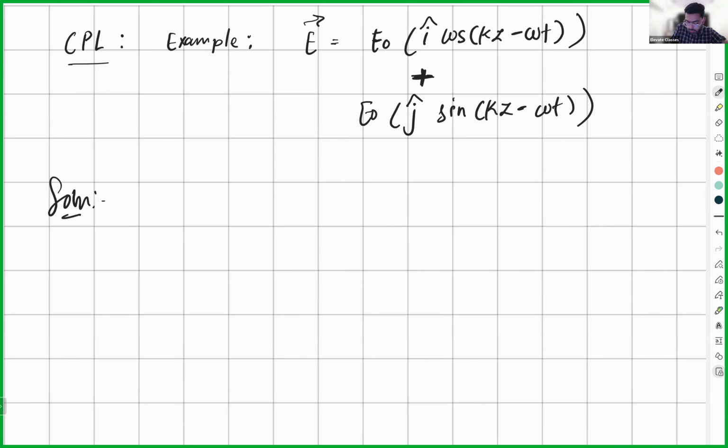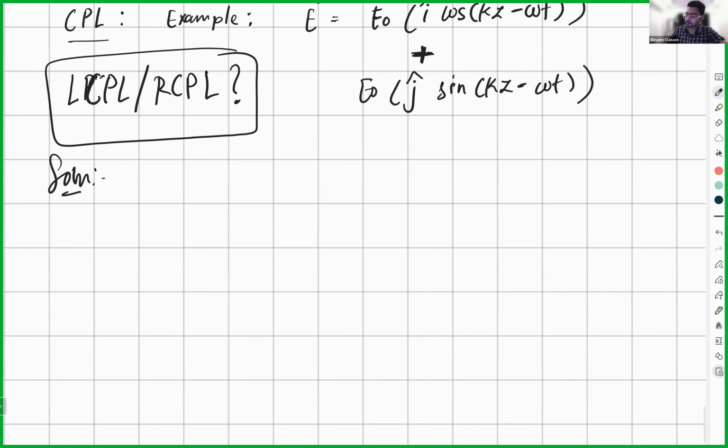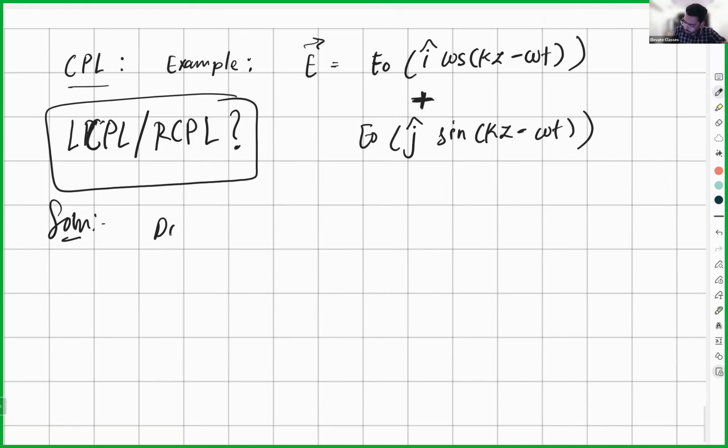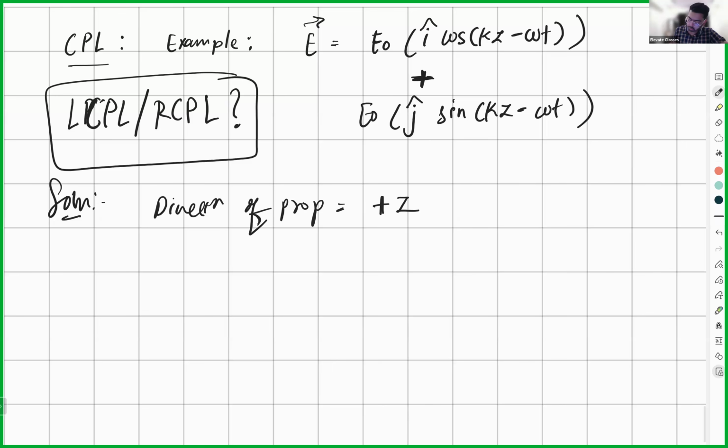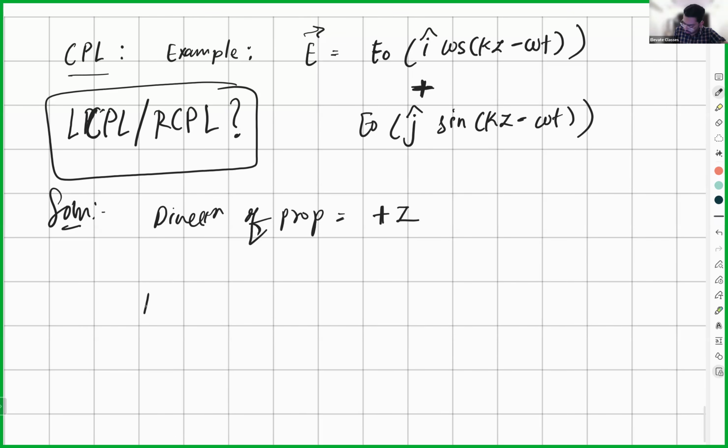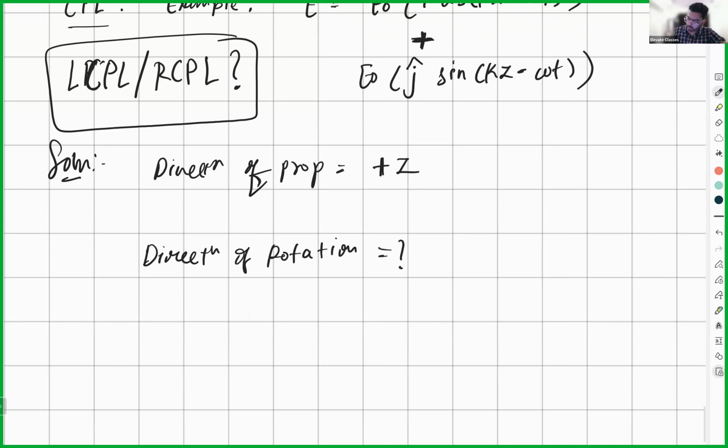Solution. So it is being asked whether it is LCPL or RCPL. This is the question. The solution is: direction of propagation is equal to plus Z. Okay, just now I've explained how to proceed. Now direction of rotation. Let us see what it is.